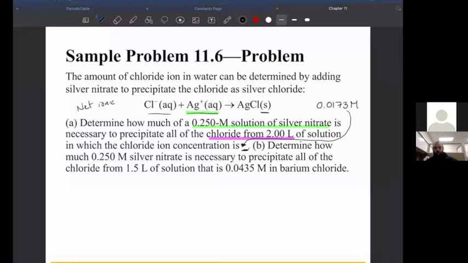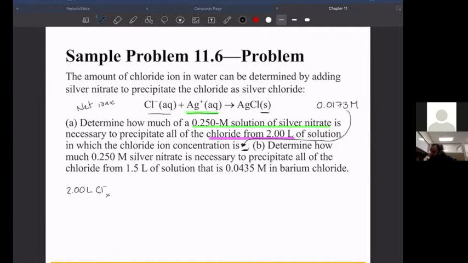Okay, so we have 2 liters of a solution of chloride ions where we know the concentration of those chloride ions is 0.0173 molar. Okay, so we're going to start with those 2 liters of that chloride ion solution.